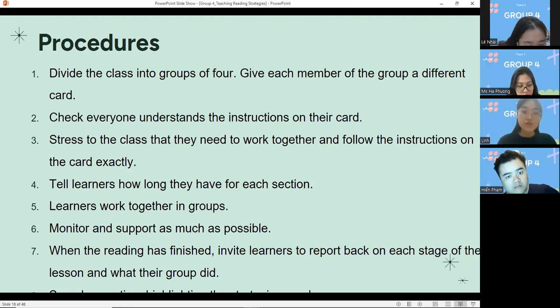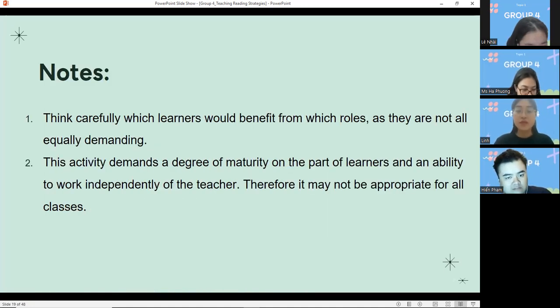First of all, the teacher needs to divide the class into groups and then check that everyone understands the instruction on their card because they have to work independently on their task. So tell the learners about the time limit they have for each section, and the learners will work together in groups. When the reading has finished, the teacher will invite learners to report back on what they have done or what their group has found out, the answers for some questions related to the reading text.